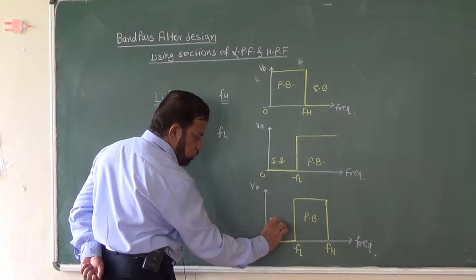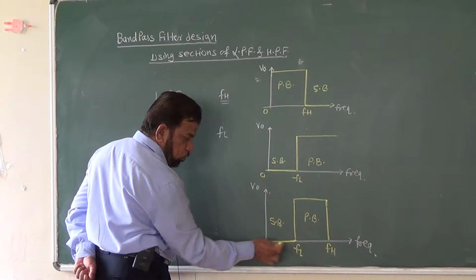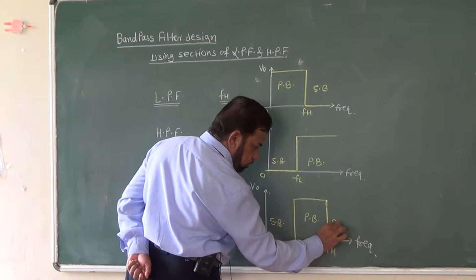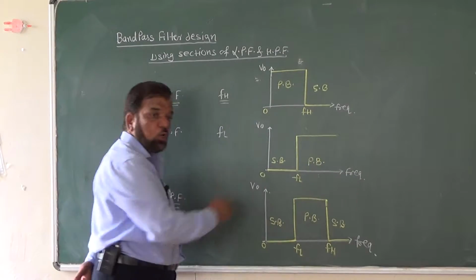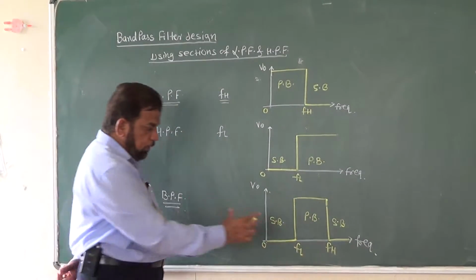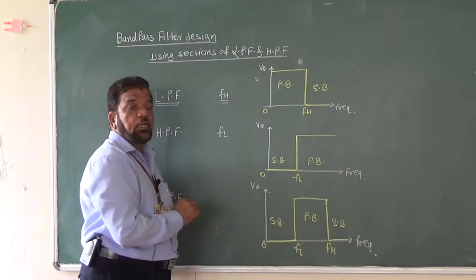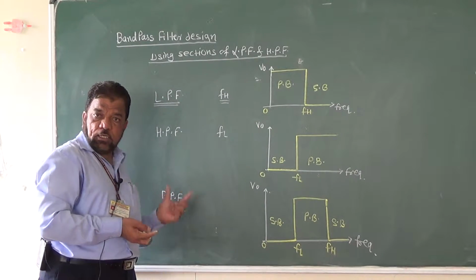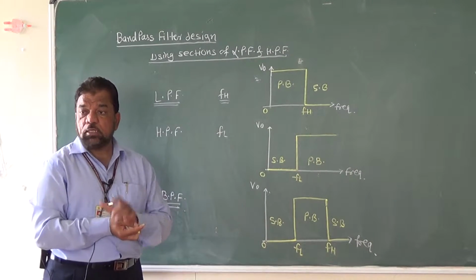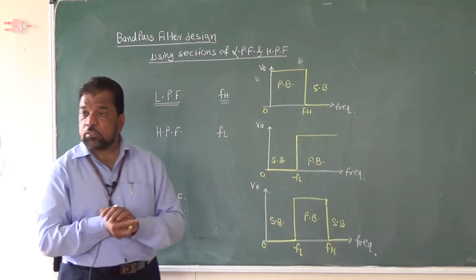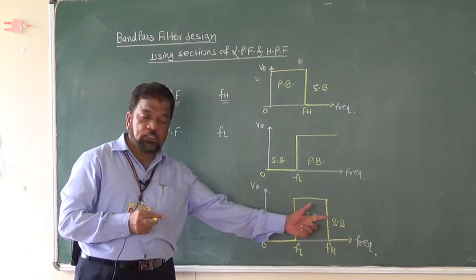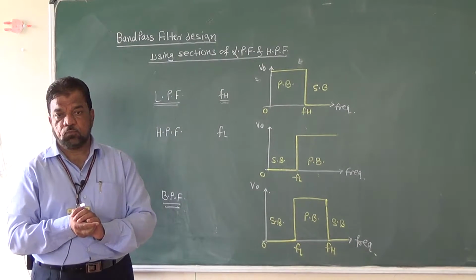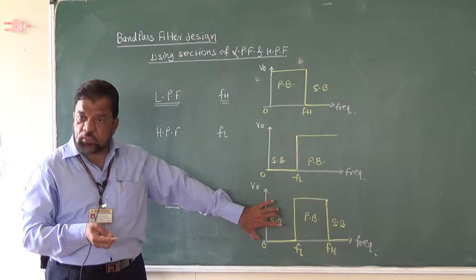So here is the stop band between the frequencies 0 to fL, and there is another stop band from fH onwards. So in between this one there should be a transmission. So a circuit which transmits some frequency range, desired frequency range, whereas attenuates other frequency ranges, that circuit is nothing but the band pass filter. And this is the ideal response.